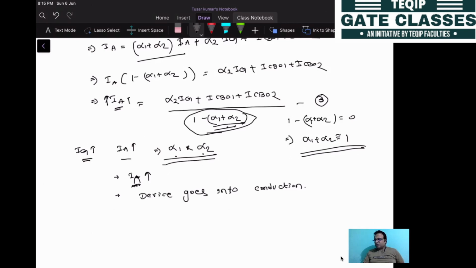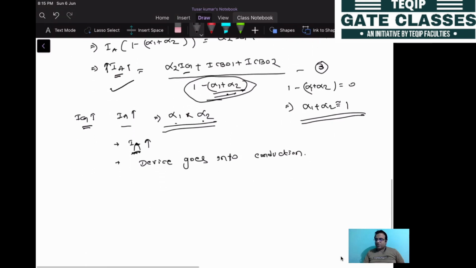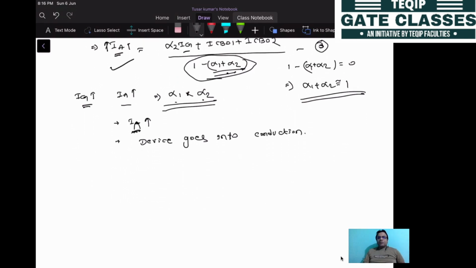You will be getting some questions using these equations. Sometimes you will be asked to find the anode current if the gate current and these leakage currents are given, and alpha 1 and alpha 2 are given. Then you can find the anode current. Like that you can expect some small questions based on this. Okay, so this is all about the characteristics of the thyristor.